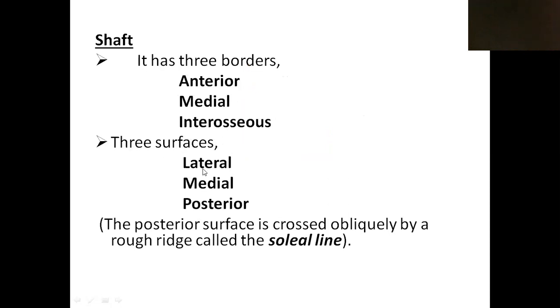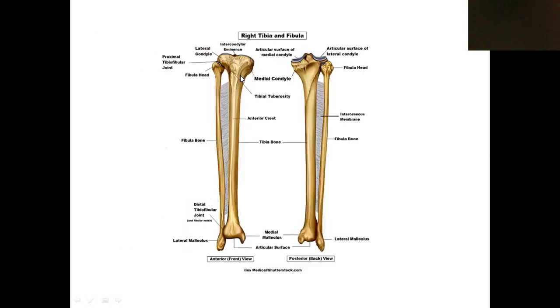Now three surfaces: lateral, medial, and posterior. See, this is the anterior border, I already told you. Medial to the anterior border, this is the medial surface. Lateral to that comes the lateral surface. It will be easy to study: between the anterior border and the medial border is the medial surface. See this area, this is the medial surface. Then between the anterior border and the lateral border, the interosseous border, comes the lateral surface.